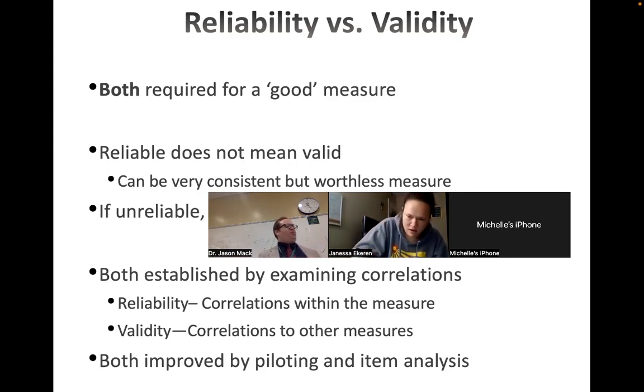Both improved by piloting. A pilot's like you do a study with a small group, you get feedback, and you do that with a bigger group. And then item analysis. Did I measure the things correctly? Did I operationalize the variable correctly? Did I have the different criteria? Make sense? Any questions on examples?